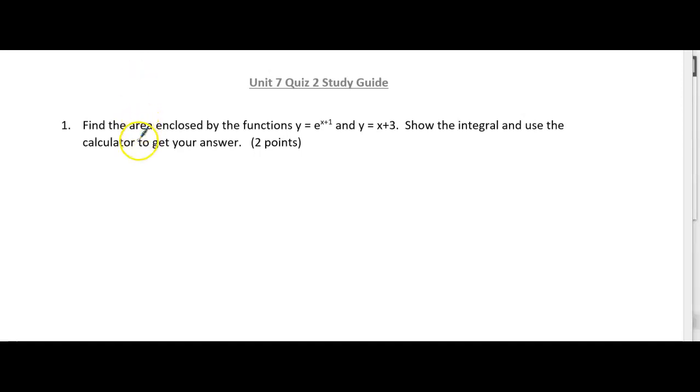So number 1 says find the area enclosed by the function y equals e to the x plus 1 and y equals x plus 3. Show the integral and use the calculator to get your answer. Alright, so this is worth 2 points. And one of the points is, are you able to actually set up the integral? The other point is getting the correct answer.